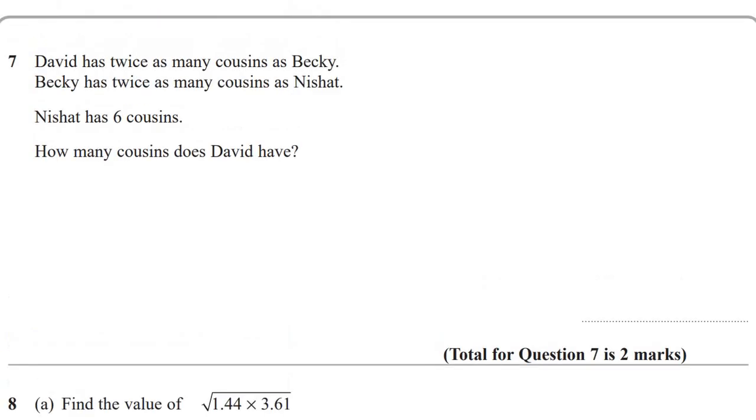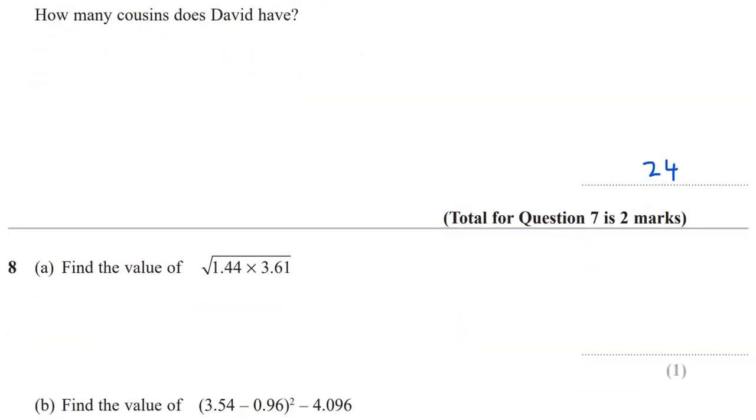Okay, now here we have another question that says David has twice as many cousins as Becky. Becky has twice as many cousins as Nishat. Nishat has 6 cousins. Becky has twice as many as Nishat, so Becky has 12. And David has twice as many as Becky, so if Becky has 12, David has 24. So there you go, that's your answer. 24.